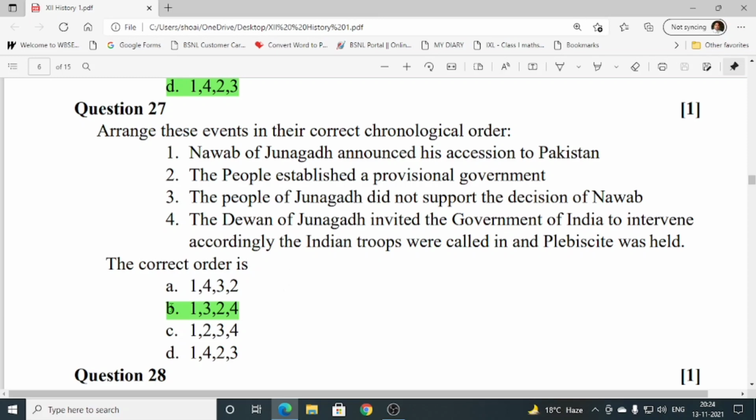So you can see I have marked it over here, B, 1, 3, 2 and 4. The first one, Nawab of Junagadh announced his accession to Pakistan. Then number 3, people of Junagadh did not support the decision of Nawab. Then number 2, people established a provisional government. And the last one, Diwan of Junagadh invited the government of India to intervene. Accordingly, the Indian troops were called in and plebiscite was held. Okay, 1, 3, 2 and 4 is the correct one. So you can copy it down also, or you can take the screenshot of this also.